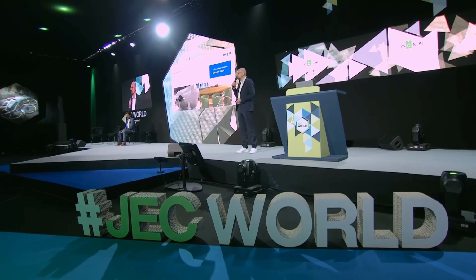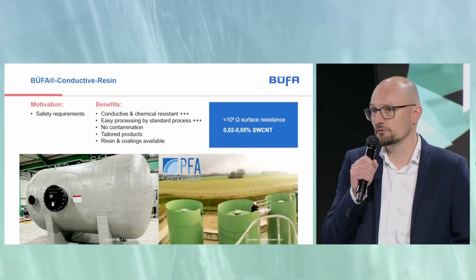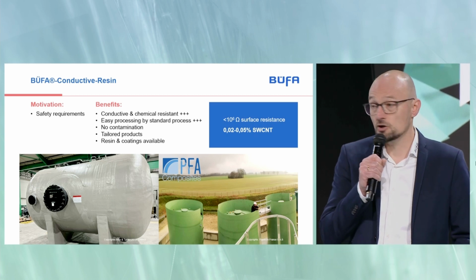Further applications we have in conductive resin. Again, the motivation is to achieve safety requirements. You could match high conductivity, but also a high chemical resistance at the same time. We have an easy processing of such resin. Due to the low amount of nanotubes, the viscosity, for example, is just slightly increased. In contrast to other conductive fillers, we have no contamination risk.